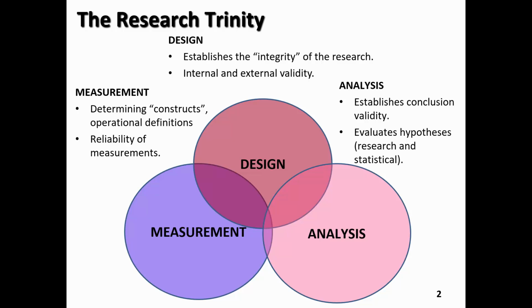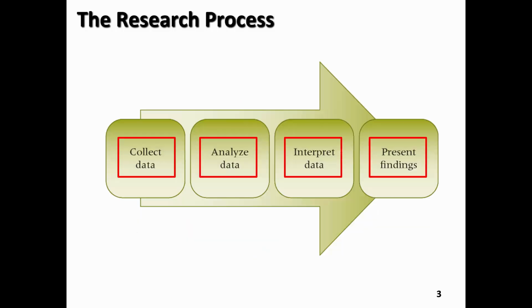And the analysis aspect is where we evaluate the information that was gathered. We do that by evaluating hypotheses, both research hypotheses and statistical hypotheses that were stated as part of the design aspect of the study. Another way to examine the research process is a little bit more specific, a little bit more tangible, in these four critical steps that you see that moves progressively from the left to the right.